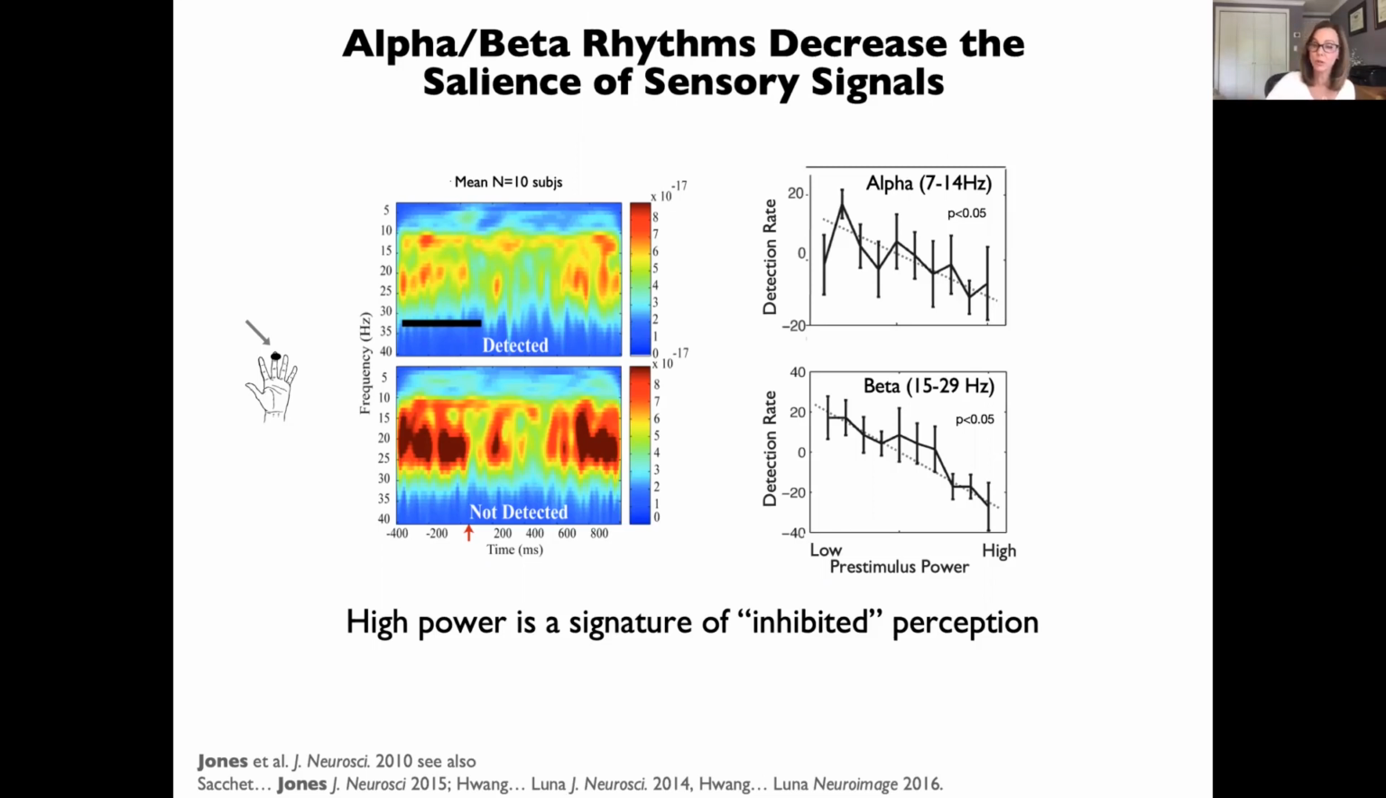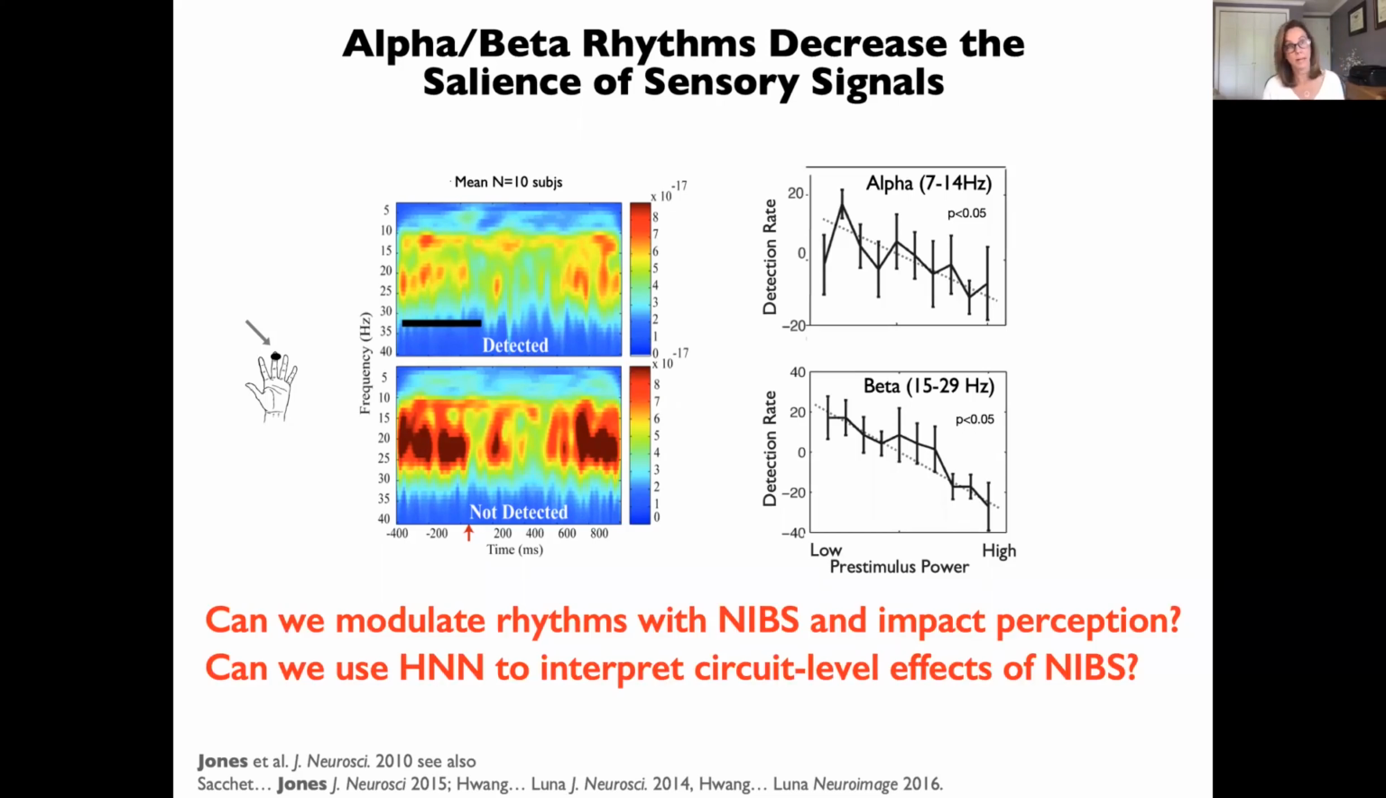And so to do this, we're going to ask the question, can we modulate rhythms with non-invasive brain stimulation? And if so, can we use HNN to interpret the circuit level effects of the brain stimulation? And we started by looking at these alpha oscillations. There are a lot of examples in the literature that suggest that maybe we can entrain or enhance alpha activity in the brain and influence behavior.